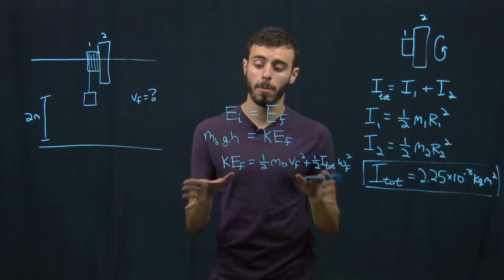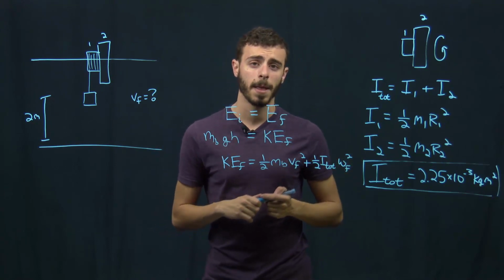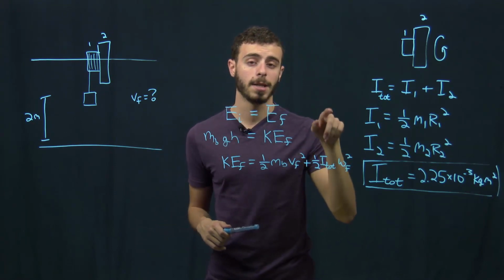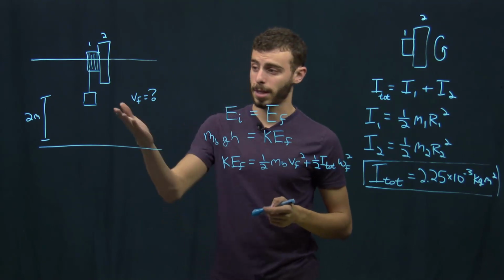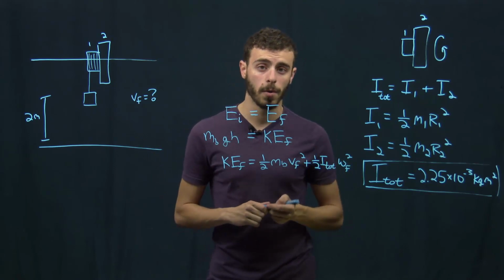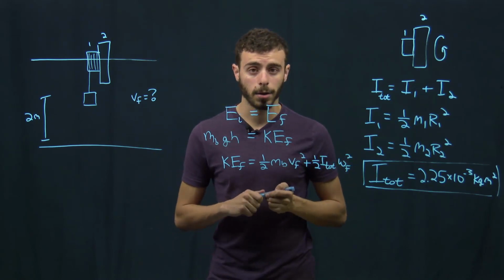So at this point, we're almost there. We know mass times gravity times height equals this side of the equation. And so all we really want to do now is get this down into one unknown. Right? At the moment, we don't know velocity final. That's actually what we want. And we also don't know the angular velocity. So all we need to do is relate linear and angular velocity.